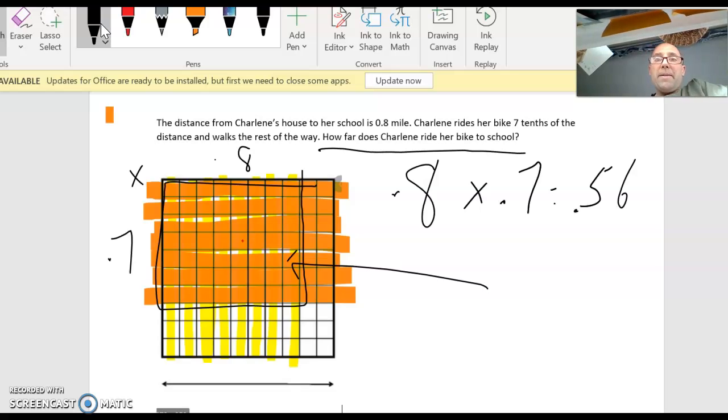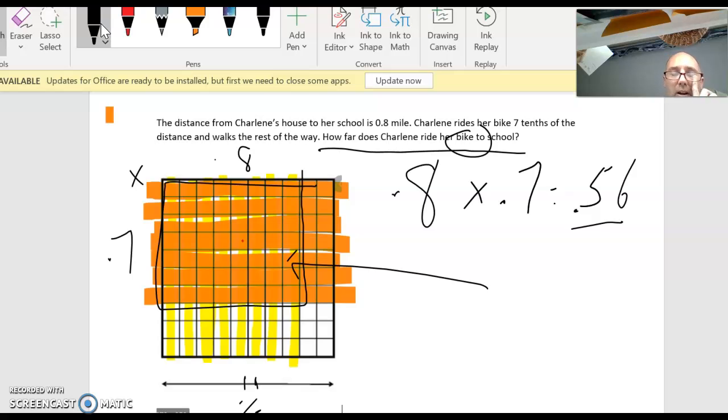She rode 7/10ths of the distance. Charlene rides her bike 7/10ths of the distance and walks the rest of the way. How far does she ride her bike to school? Okay, so she rode 56/100ths, and if we have our number line down here, we know that's 1/2, and we know 56 is a little bit more than 1/2, isn't it, if we're looking at the line.